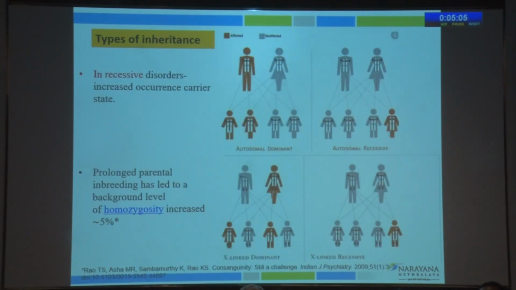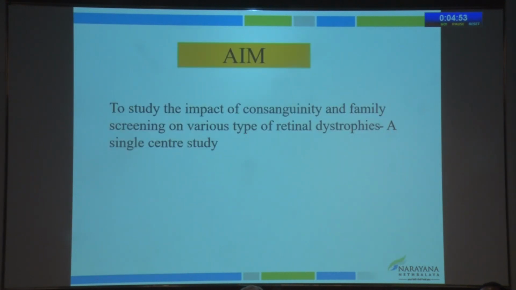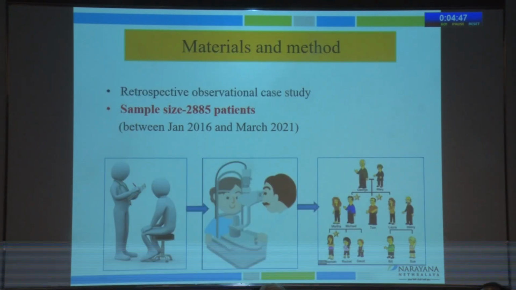In autosomal recessive disorders, there's increased occurrence of a carrier state, and prolonged parental inbreeding has led to an increase in background homozygosity of about 5%. So the aim of our study was to study the impact of consanguinity and family screening on various types of retinal dystrophies. It was a retrospective observational study with a sample size of 2,885 patients.